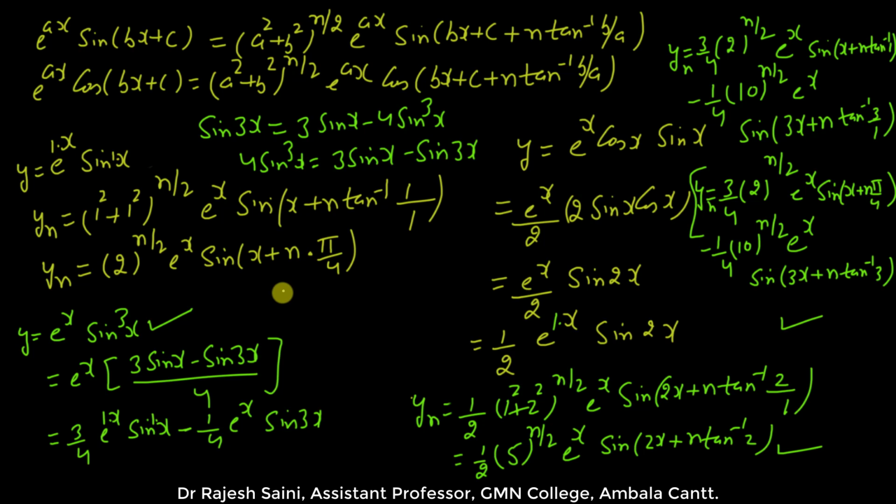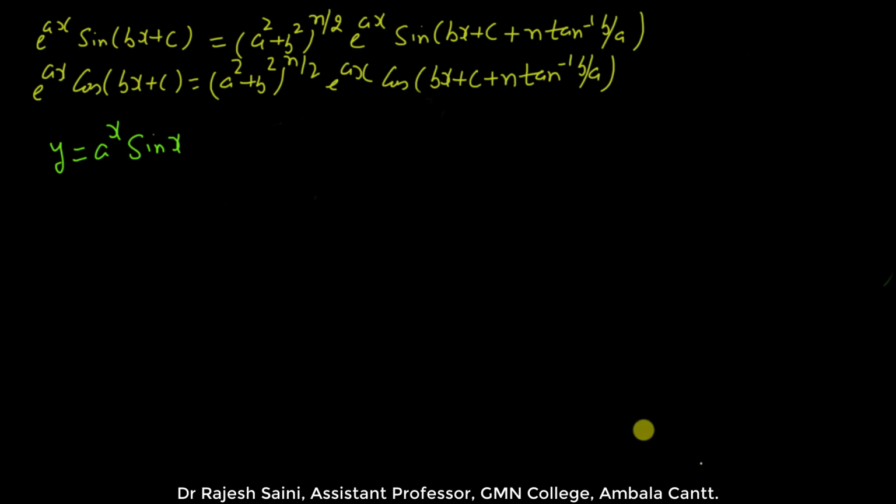So similarly we can also calculate for y is equal to e raised to the power x cos cube x. In this case you will write the formula for cos 3x, which is 4 cos cube x minus 3 cos x. From here you can calculate cos cube x, put it over here, and on the same line you can calculate this result also. Now we will take up some more problems based upon these two formulae.